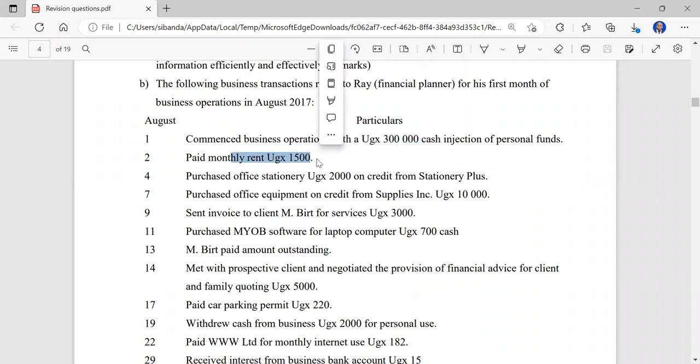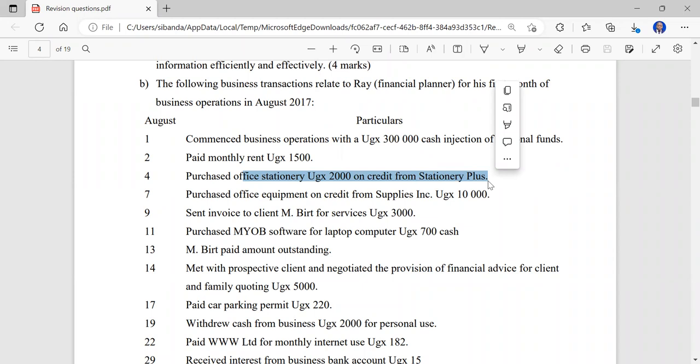They're telling us that we paid monthly rent of 1,500. Now it is us that are paying as a business. In this case, there's an expense called rent. So we shall debit our rent with 1,500 and credit our cash with 1,500 because rent is increasing and cash is reducing. If we are buying office stationery worth 200 on credit from Stationery Plus, in this case, there are two accounts. There is office stationery expense. Office stationery is usually an expense. And then we have another account, which is accounts payable for Stationery Plus.